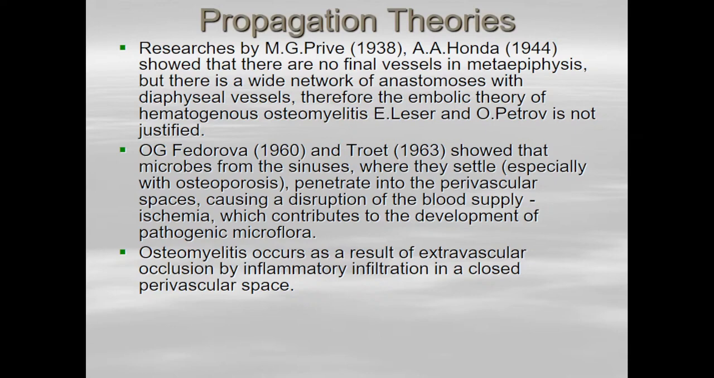Further, Van showed that microbes from the sinuses, where they settle, especially with osteoporosis, penetrate into the perivascular spaces and cause disruption of the blood supply. Ischemia contributes to the development of pathogenic microflora. Osteomyelitis occurs as a result of extravascular occlusion, with inflammatory infiltration in a closed perivascular space.